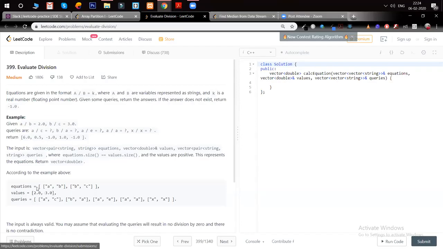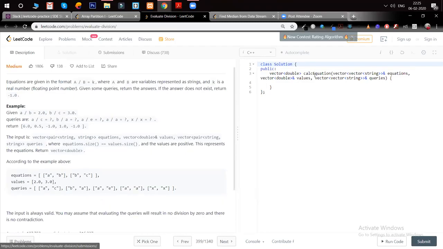Let's say we are given a by b, its value is 2, so a by b will be equal to 2. b by c is given as 3. So our query is to find a by c and b by a, different queries we have over here. We have to return the values that a by b will have, a by c will have, or b by a will have. But in case there is no answer to it, then we have to return minus 1.0.